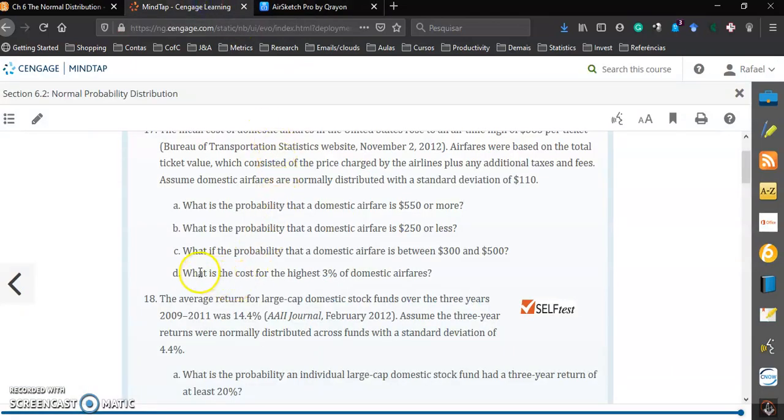There is a third kind of problem. What is the cost for the highest 3% of domestic airfares? For this problem, I'm going to use another video to talk about how to understand this problem, okay?